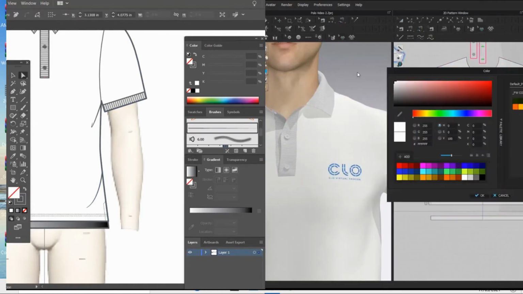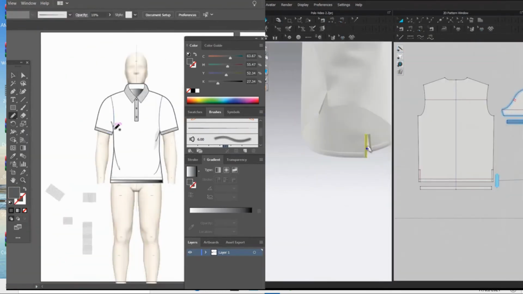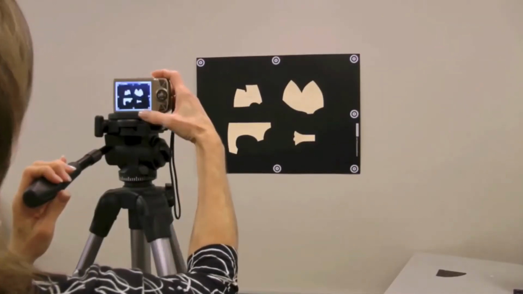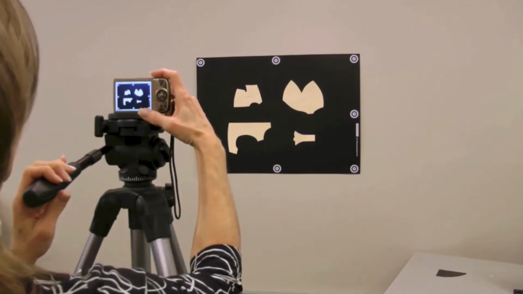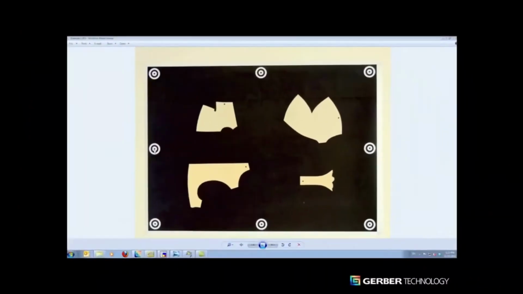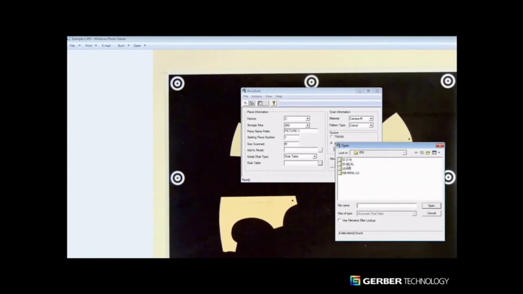The next very essential thing required in the CAD section is the digitizer. It is used to convert hard copies of patterns to digital form. After the conversion, you can proceed with further operations like modification, grading and marker making by importing it into the design software.